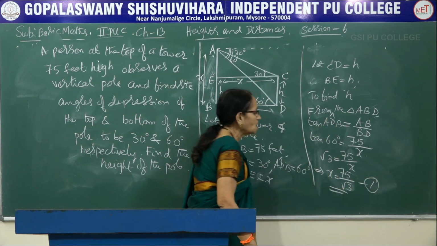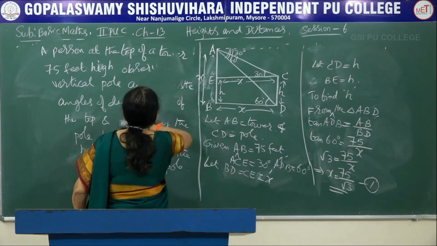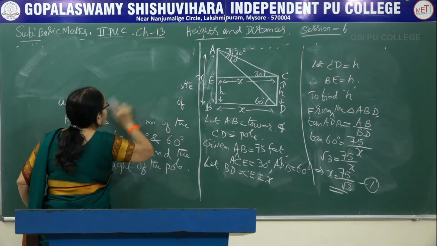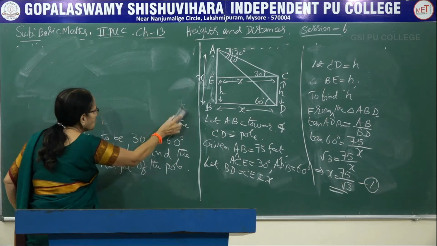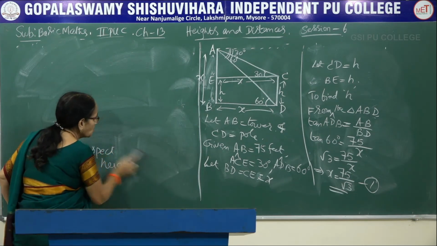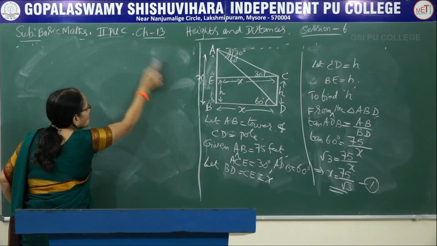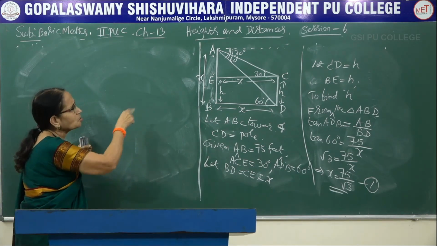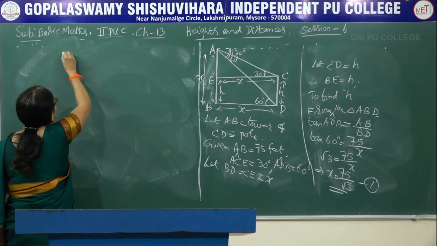Now take it as the first result. So here they have not asked to find the value of X here. So in the next step, when we consider the next triangle, that X would be eliminated. Now let me consider the other triangle. What's the other triangle? The smaller one. Triangle ACE.